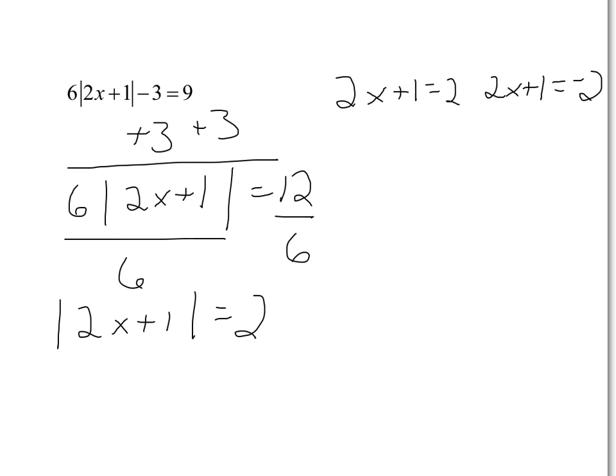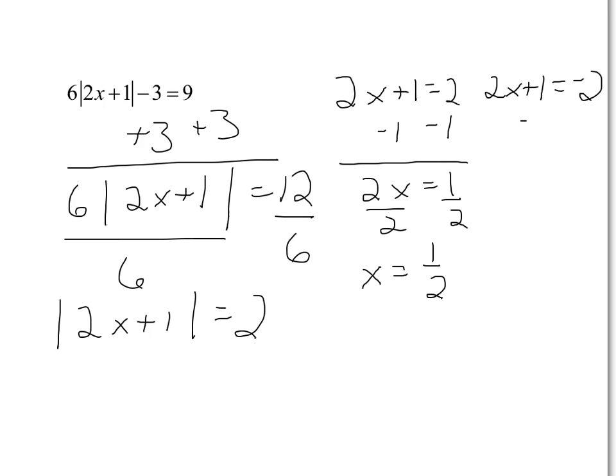So to solve this equation, I'll subtract 1 from each side. Get 2x equals 1, divide by 2, divide by 2, x equals 1 half. Over here, I'm going to subtract 1 from each side. I get 2x equals negative 3, divide by 2, divide by 2, x equals negative 3 halves.